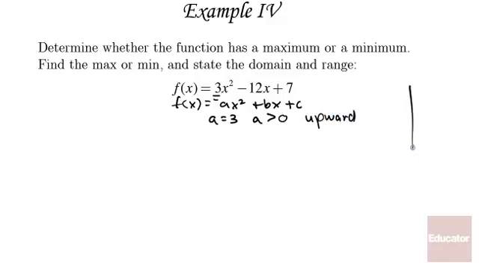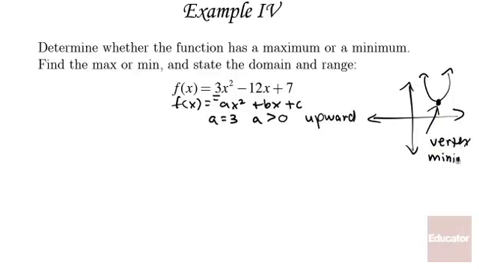And since it opens upward, just to help visualize it, the vertex right here is going to be a minimum. It is going to be the smallest value that y can achieve for any x. They want me to find that minimum value. So I'm going to recall that the x-coordinate of the minimum value is defined by negative b over 2a.